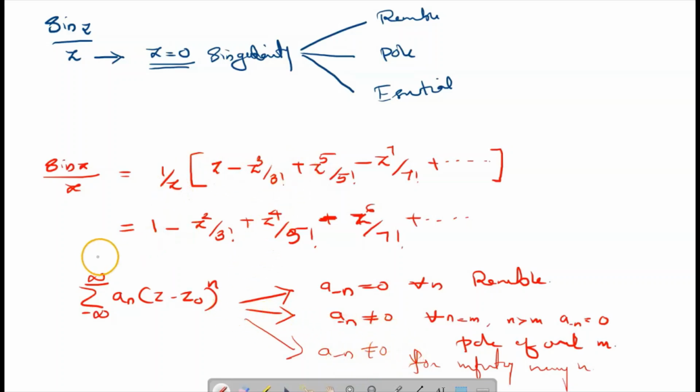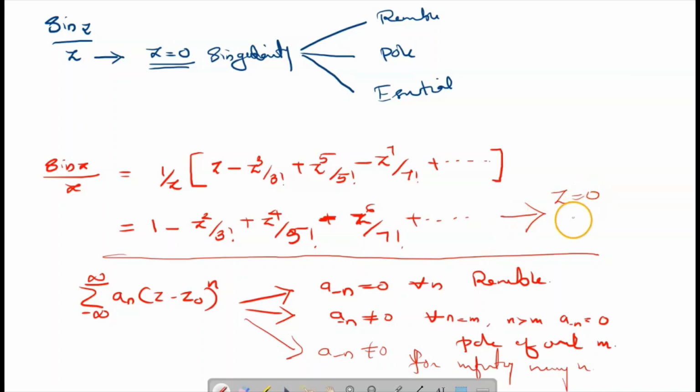So here we have only the positive powers of z, no negative powers of z. That means this is z raised to 0, z square, z raised to 4, only positive powers of z. That means the singularity z equal to 0 is removable. So the nature of the singularity z equal to 0 for this function is a removable singularity.